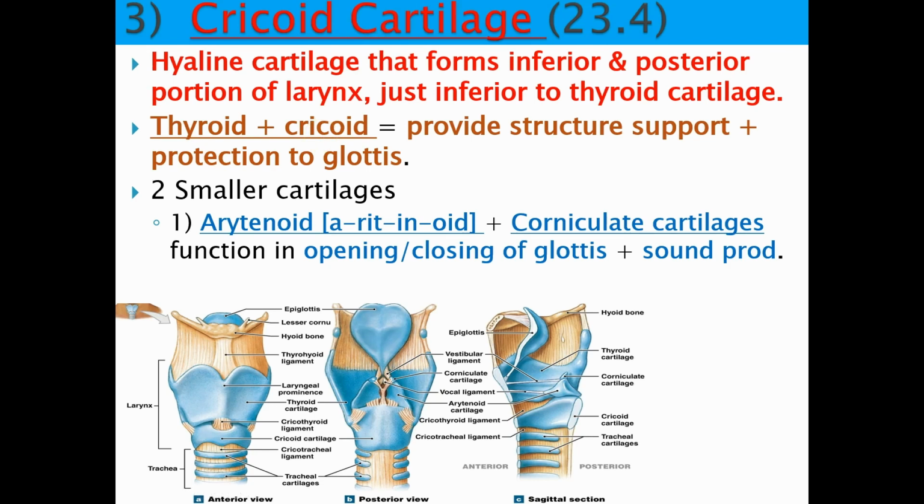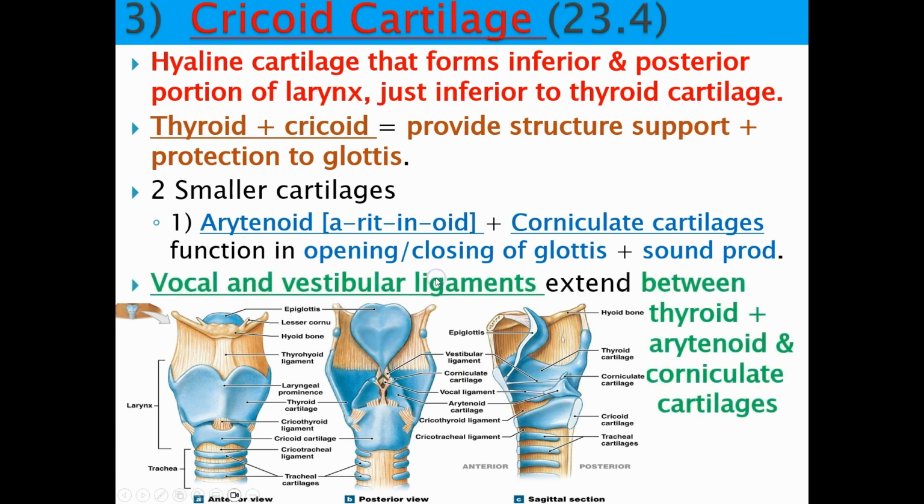Now, that doesn't finish the whole story. We do have two smaller cartilages to be aware of. We have the arytenoid cartilage, which is right down here. And then we have something called the corniculate cartilage that functions in the opening and closing of the glottis and helps with sound production. If you notice, we have something called the vestibular ligament. If you look right there, the vestibular ligament is what attaches to the corniculate cartilages. Your vocal ligament, notice, attaches to the arytenoid cartilage. So vocal and vestibular ligaments reach out between the thyroid, the arytenoid, and corniculate cartilages. But if you want to be more specific, again, what I would do is make sure you point out that the arytenoid cartilage is where the vocal ligament attaches, and then notice we have the vestibular ligament attaching to the corniculate cartilages.